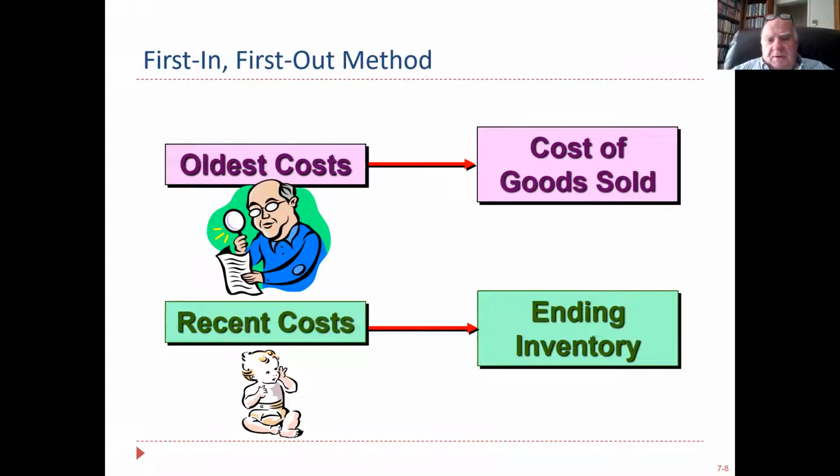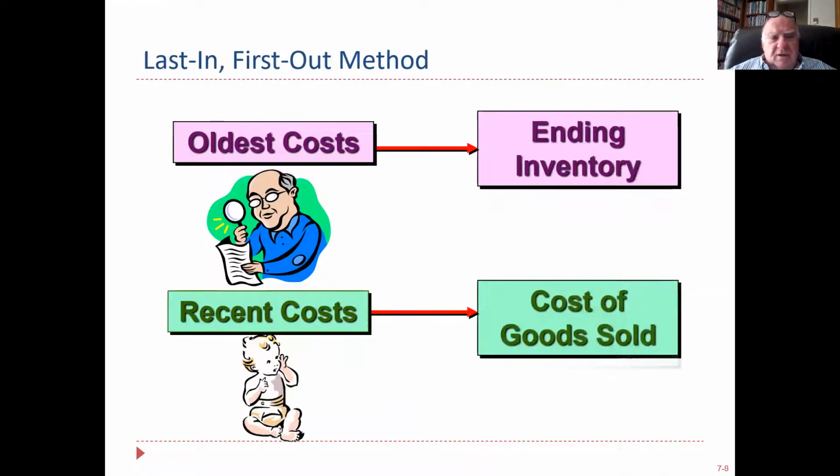First in, first out. We're going to pretend, and I'm using the word pretend deliberately, we're going to pretend that we're selling the older goods first. We're selling the beginning inventory first, and then after that, we're going to sell the first purchase, the second, etc. In terms of LIFO, it's just the opposite.